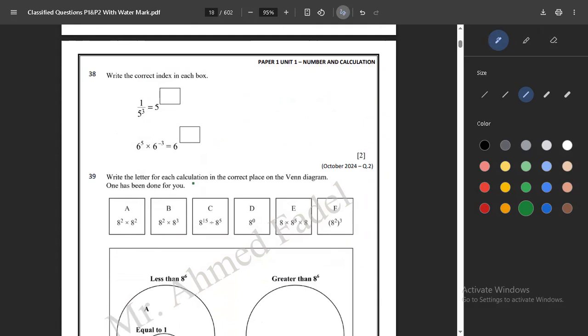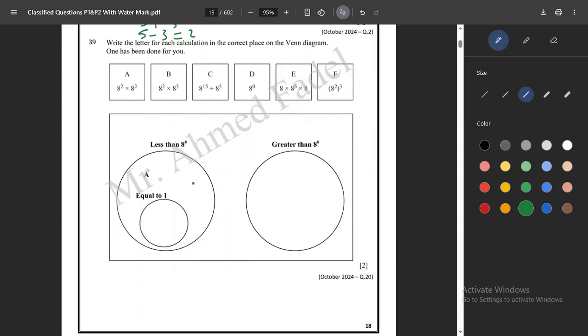1 over 5 to the power of 3 is the same as 5 to the power of, we agreed, if we flip it, we change the sign. If it's positive, it becomes negative. If it's negative, it becomes positive. So it's 5 to the power of negative 3. Here is 6 to the power of 2. 5 plus negative 3 means 5 minus 3, which is just 2. 6 to the power of 2.